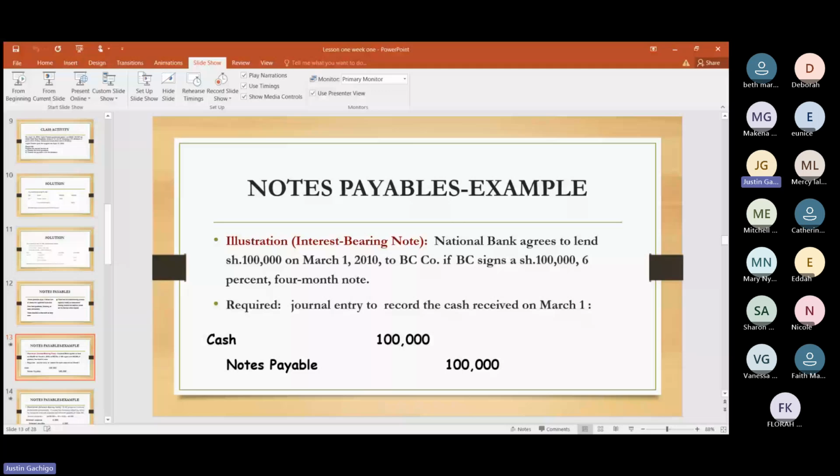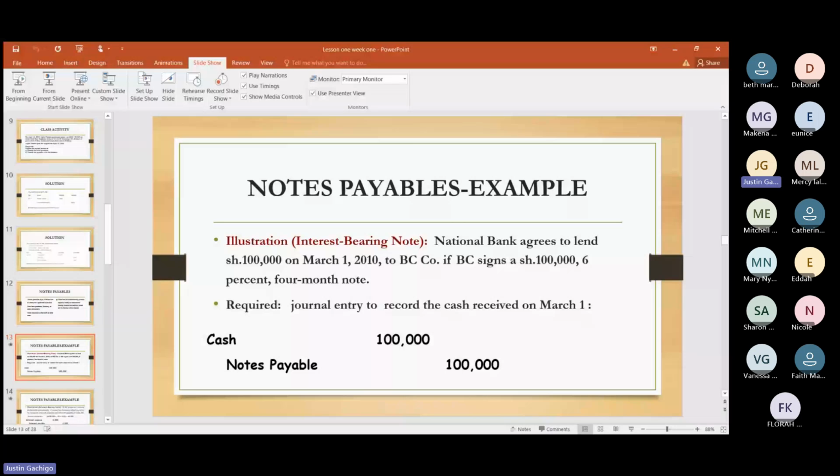Example, this one is an interest bearing note. National Bank agrees to lend shillings 100,000 on March 1, 2010 to BC company. If BC signs a 100,000 6% 4-month note, what is the required journal entry to record the cash received? So BC is given 100,000 by National Bank, and this is the note payable.